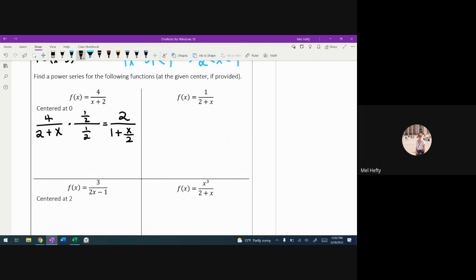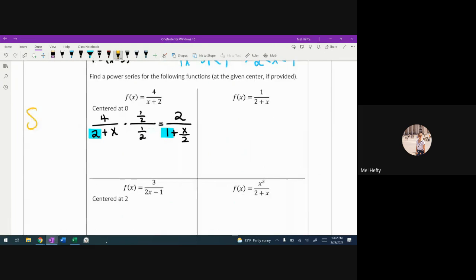So I'm trying to make this 2 into a 1, because in my sum formula, it looks like a over 1 minus r. So once I have this with my center that I desire, so here just 0, so that x is like x minus 0, I need to make this into a 1 to fit this sum formula. So I can pick out what A and what R are.